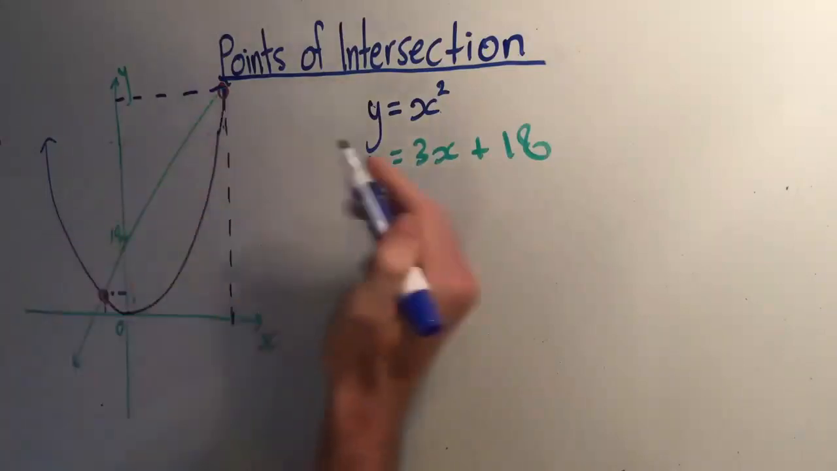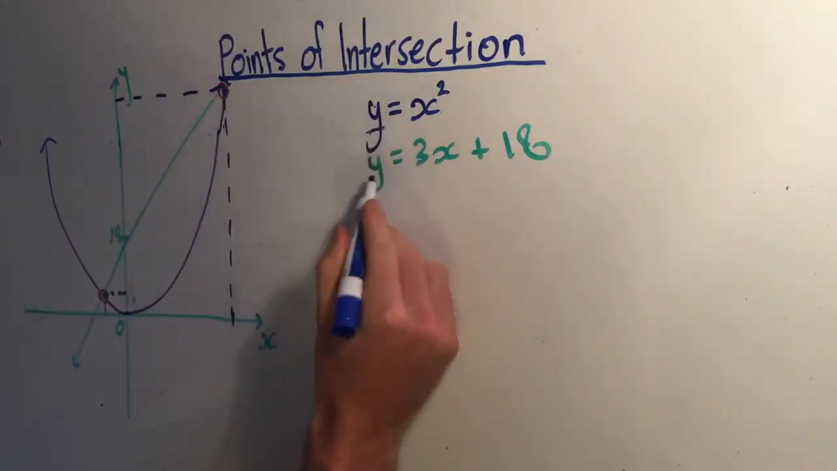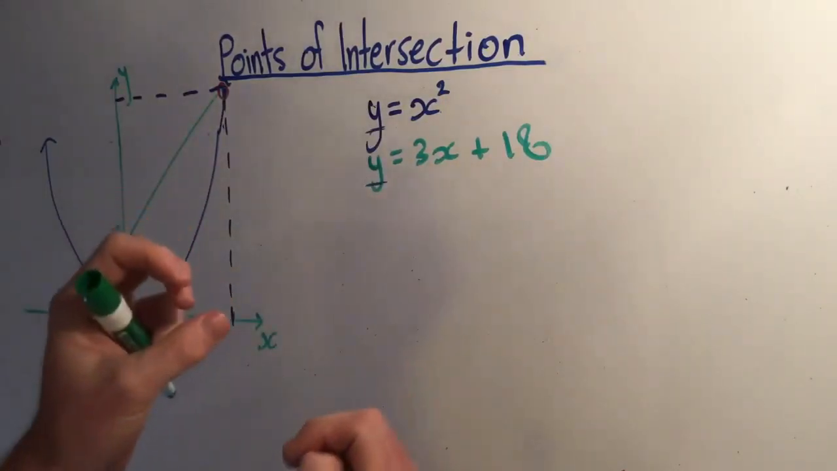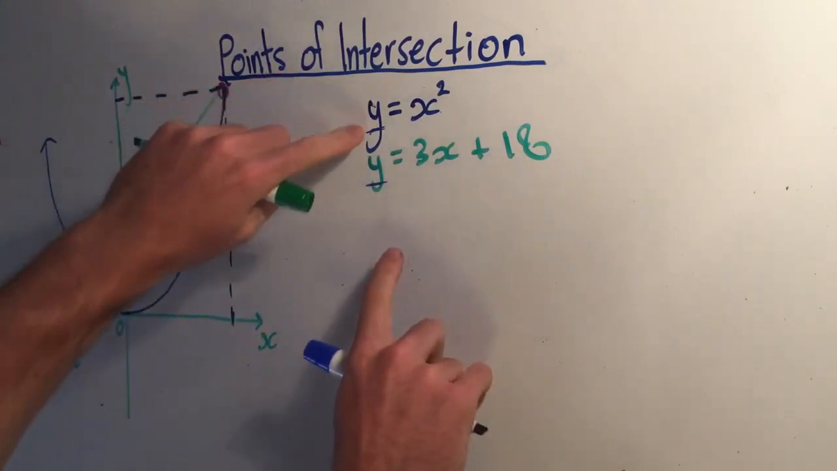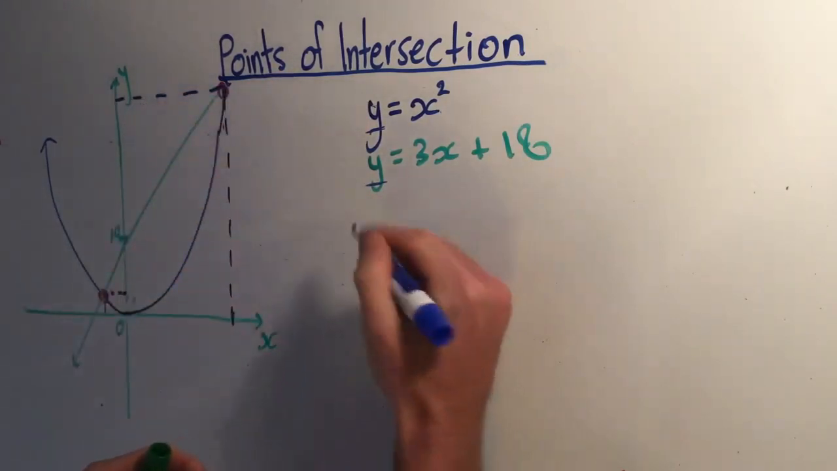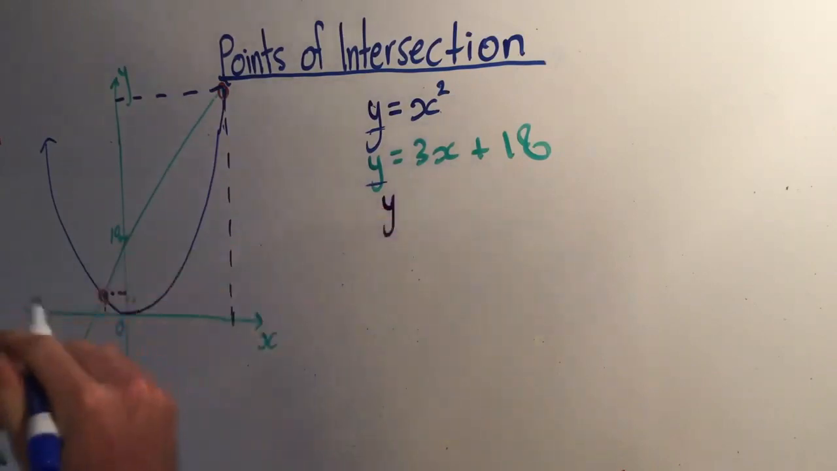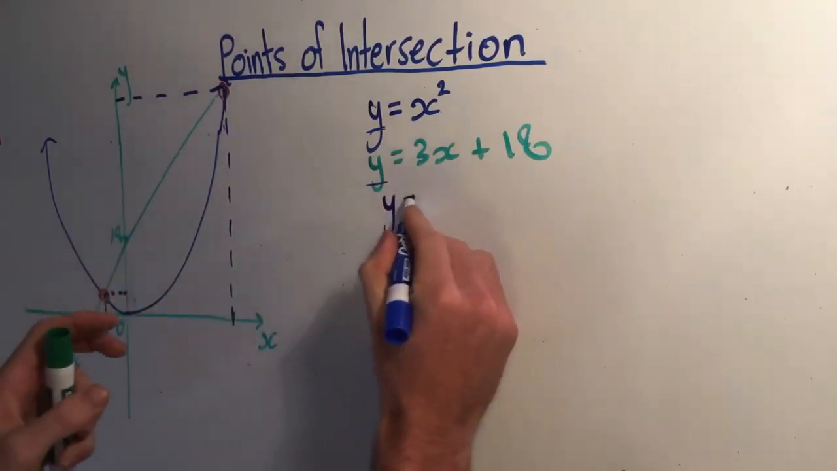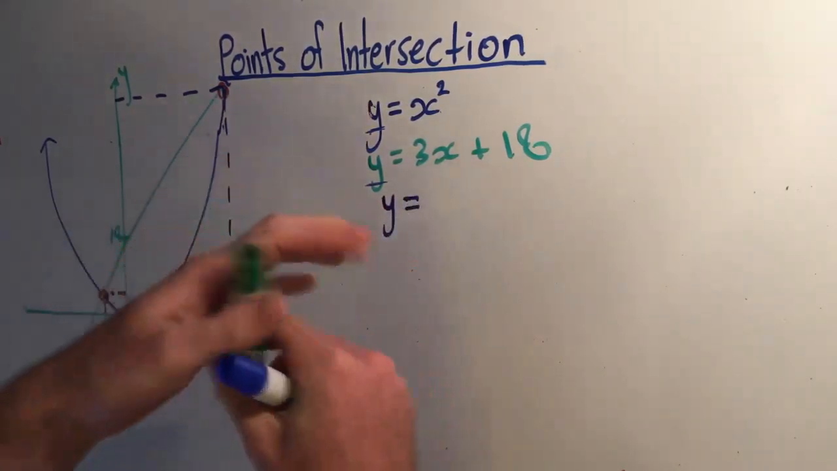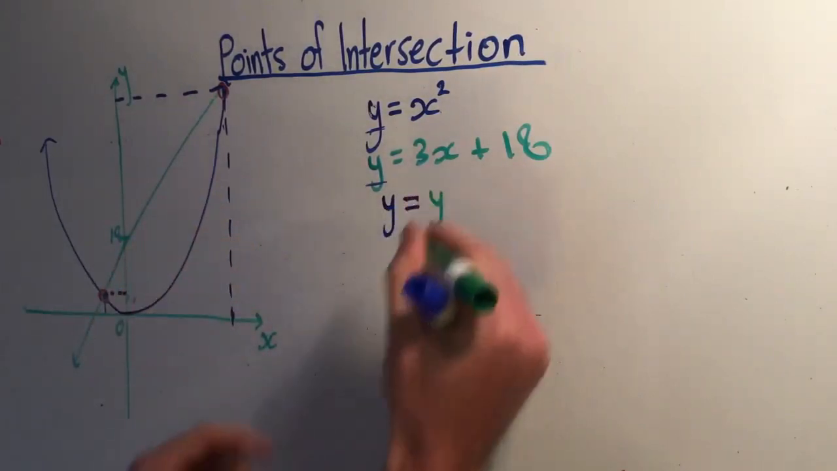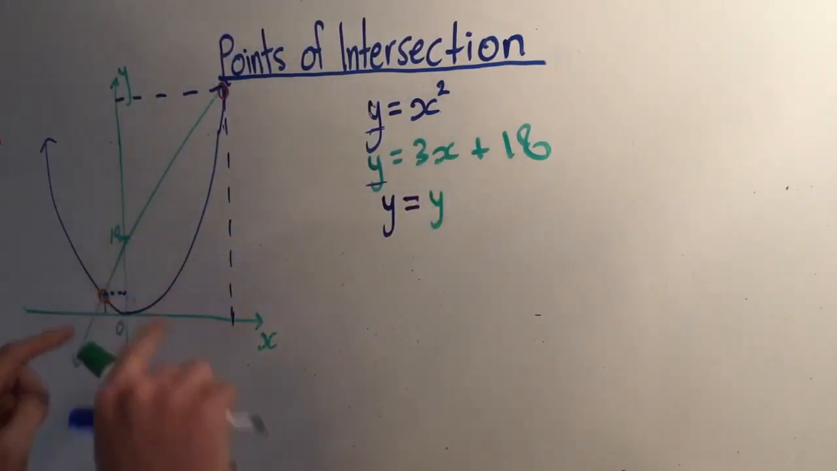Points here, 2 points, this y and this y are the same. So let's make this y the same as this y. Because we know that at the points where they meet, at those specific points, this y coordinate is the same as this y coordinate. We can see that they have the same y coordinate.